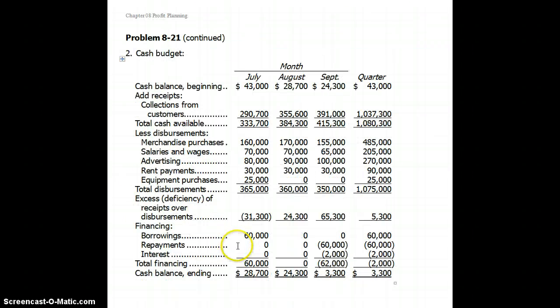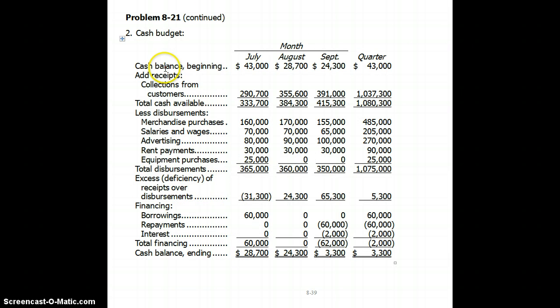If you scroll down to the cash budget as I've done here, let's walk through the solution of the cash budget. Part 1 asks us to prepare the schedule of expected cash collections, which we just did. Part 2 asks us to prepare a cash budget. We're going to start with, in the month of July, our cash balance as told in the problem is $43,000. Add to that our $297,000 of collections that we calculated for cash to be collected in July.